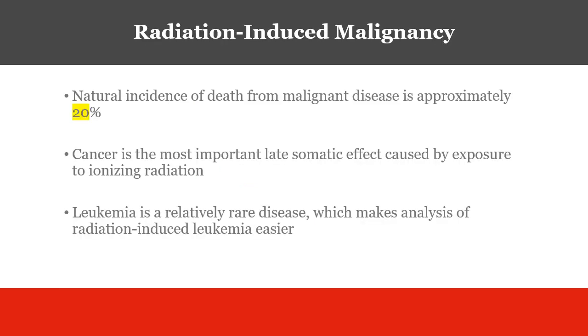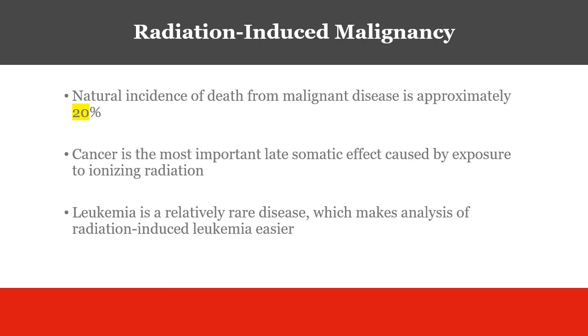Radiation-induced malignancy is our next to last topic. We're going to be talking about how there's a natural incidence of death from malignant disease. It's approximately 20%, so it's not just due to radiation, of course. And cancer is the most important somatic effect caused by exposure to ionizing radiation. It's been the most studied one too.